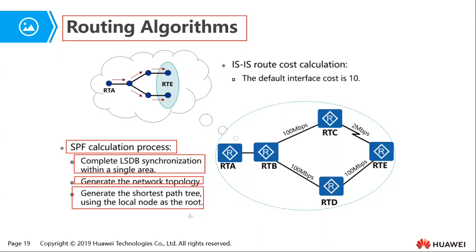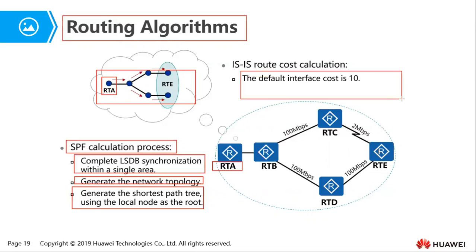We did this process when we were doing OSPF. For example, here they're just showing the example of RTA. RTA will create its SPT, shortest path tree, with itself as the root. It will create that, showing how to go to all the other networks. Now, the default interface cost in IS-IS is 10.